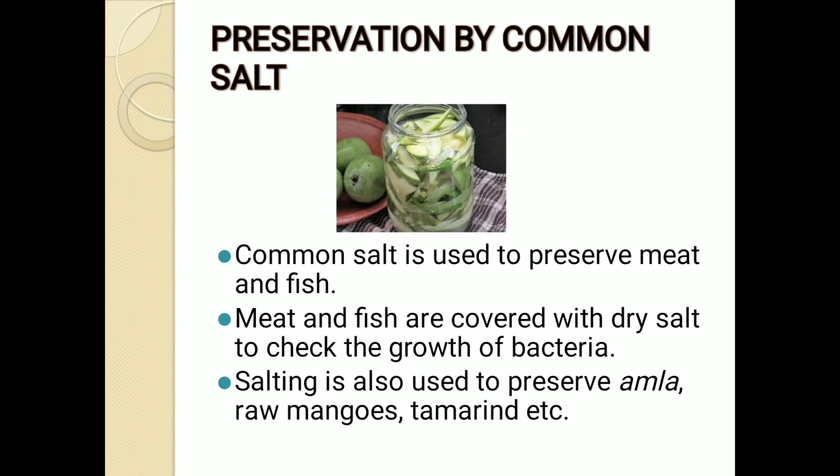Preservation by common salt. This is used to preserve fish and meat. The fish and meat are covered with salt and this checks the growth of bacteria. Salting is used to preserve amla, raw mangoes, tamarind, etc.